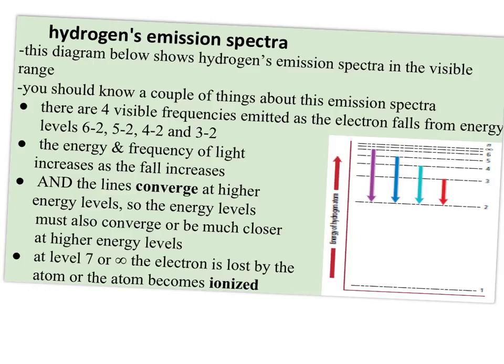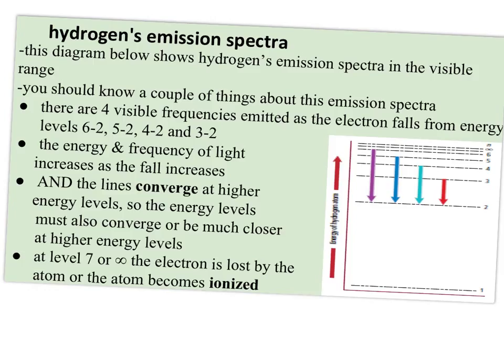So this is a look at hydrogen's emission spectra in the visible range. And again, you see there are the 4 different lights being emitted. So some things you should realize about this that IB expects you to know about hydrogen's emission spectra. There are 4 visible frequencies as the electron falls from 6 to 2, 5 to 2, 4 to 2, or 3 to 2. And the energy and frequency of the light increases as the fall increases. So the greatest energy release is going to be from 6 to 2, obviously.